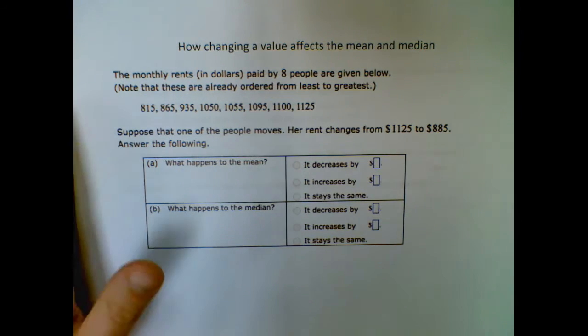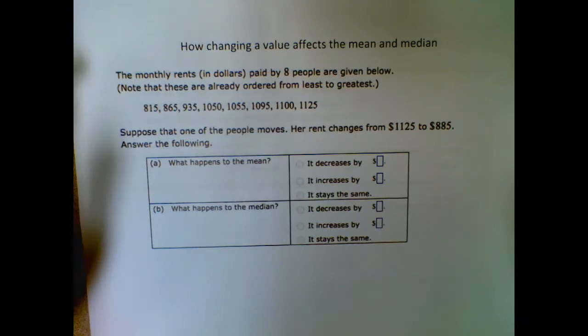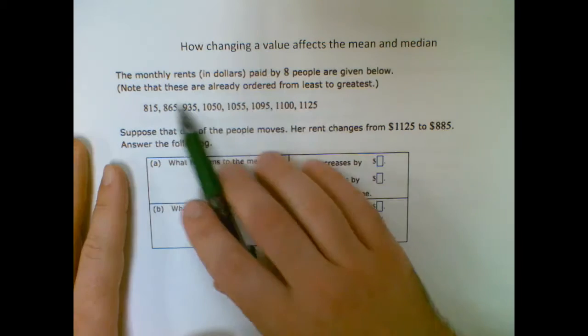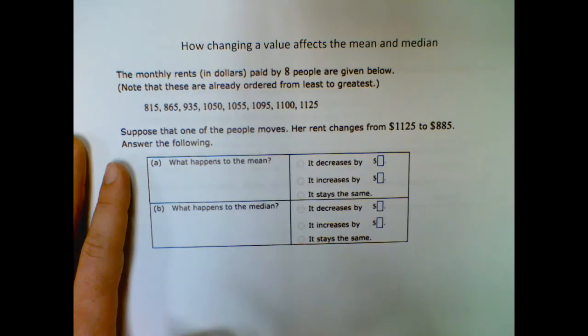Today we're going to be looking at the ALEKS topic, how changing a value affects the mean and the median. So we have monthly rent in dollars paid by 8 people, and note that these are already ordered from least to greatest, so they're giving you a head start there.